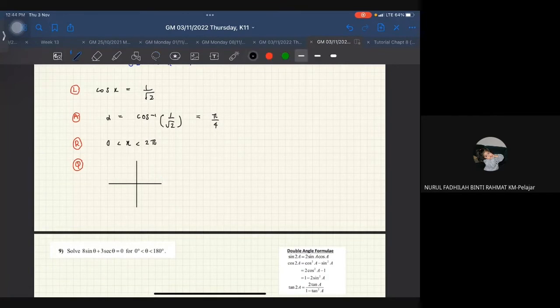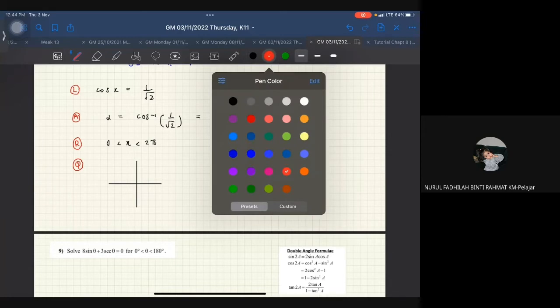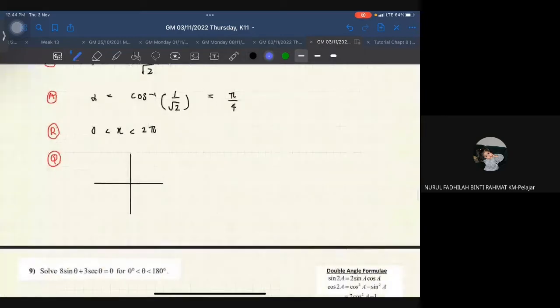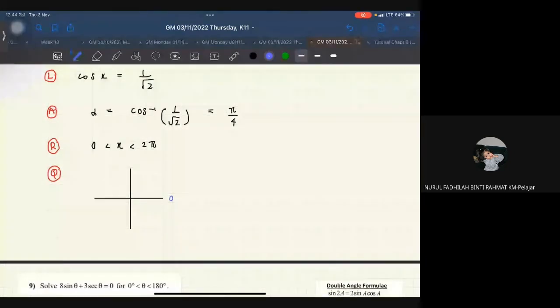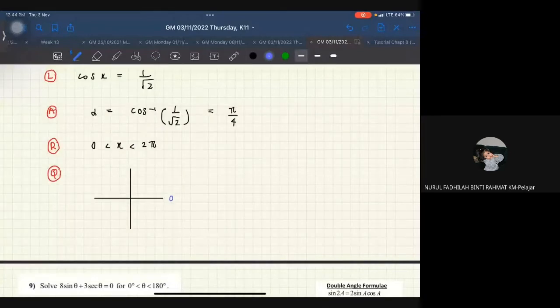Okay, so next apa yang saya akan buat is I am going to insert the value of angle dekat setiap quadrant. So dia akan start dengan 0. Okay, so soalan ni soalan melibatkan radian. So angle dekat sini pun mesti dalam radian juga. So it starts with 0 and then dekat atas adalah pi over 2. Okay, and then it goes to pi and then dia pergi 3 pi over 2 and then lastly adalah 2 pi.